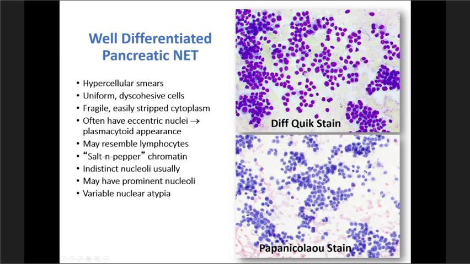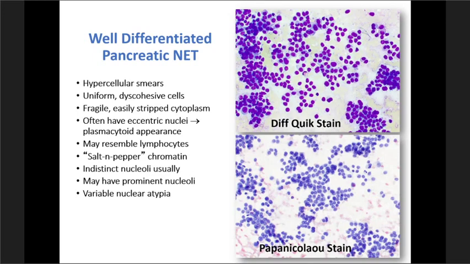These are very fragile cells, with very low mitotic activity. There is no granularity to the cytoplasm. There is a plasmacytoid appearance certainly, but no discernible granularity, in my opinion at least, that you can notice. The cells, when you look at them on the PAP stain slide, have that classic salt and pepper chromatin with small and distinct nucleoli, but in some cases they can also be prominent. So this is the range that you would expect to see in pancreatic neuroendocrine tumors.